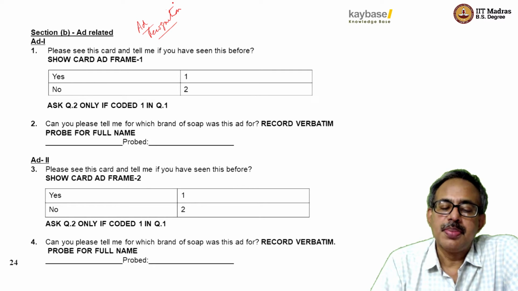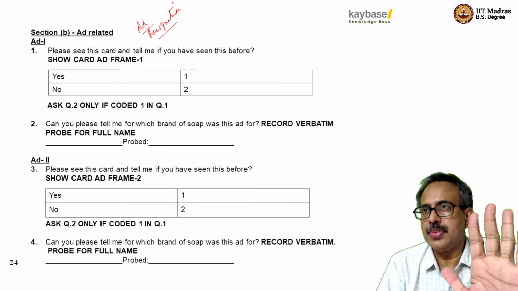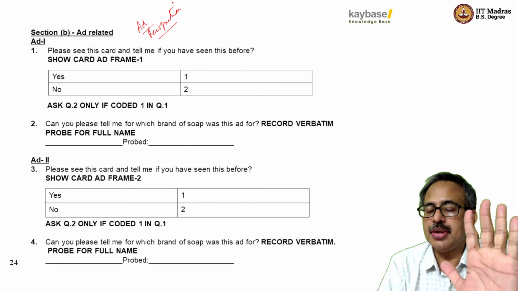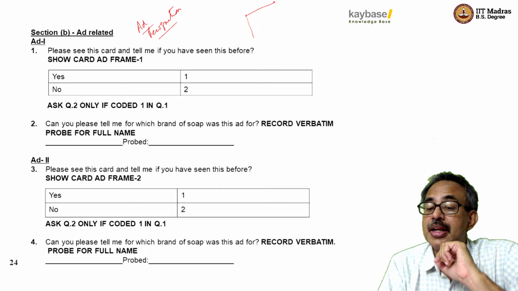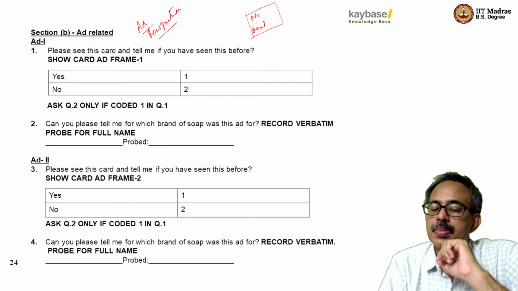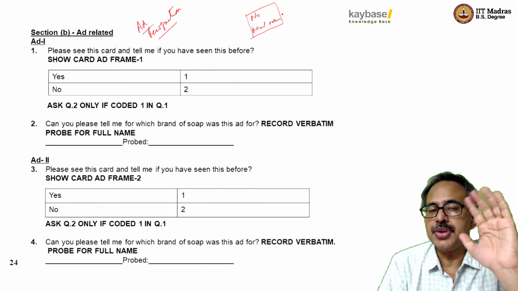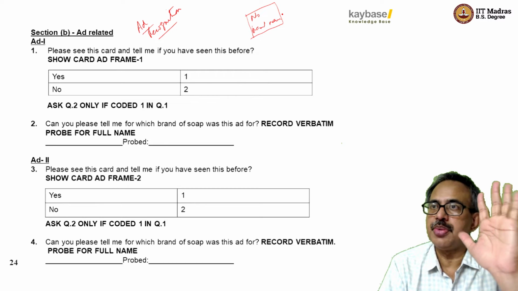So, please see the card and tell me. So, we show a still from the ad. I explained this earlier as well. We show the still from the ad, but without the brand name. Okay? So, no brand name. But the ad is there. The key scene from the ad is shown. We show that and we say, can you tell me if you've seen this before?